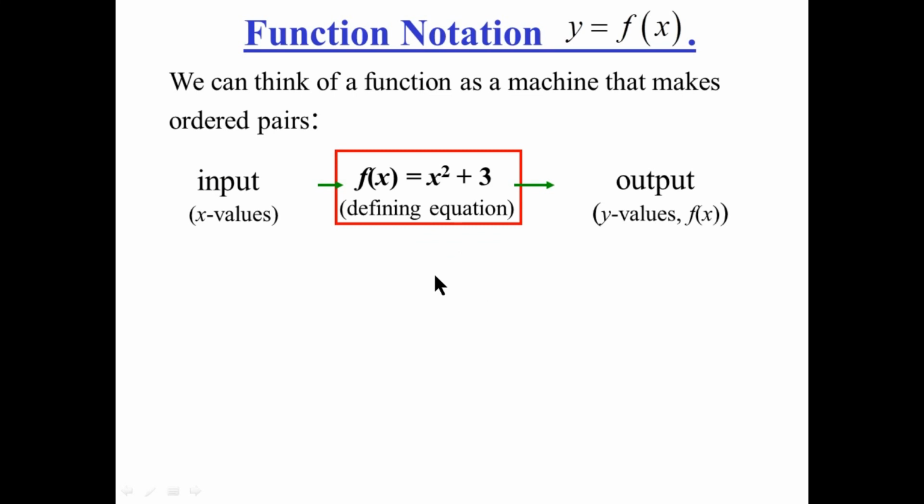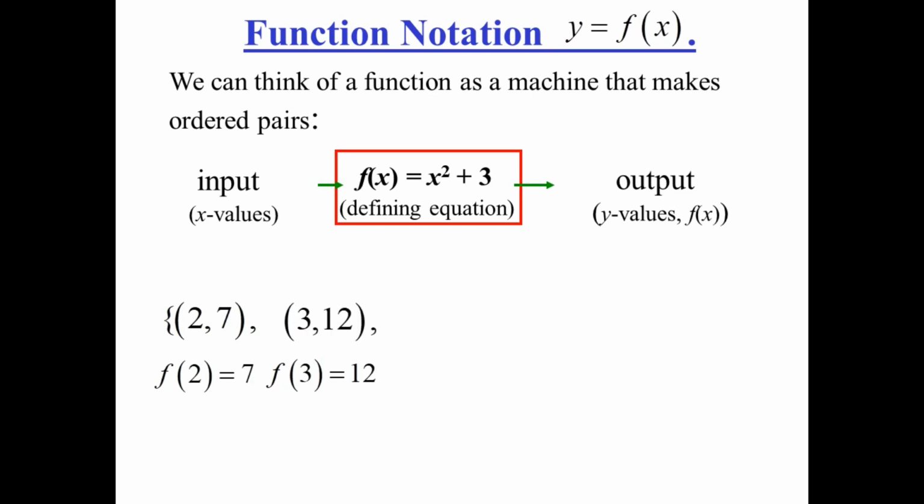So let's take a look at how this works. If I fed it a 2, the output would be a 7. So we could say that f of 2 equals 7. And (2, 7) is a member of the ordered pairs that make up this function. If we fed it a 3, it would output a 12 because it squares it and adds 3. And 3 squared is 9 plus 3 is 12. So f of 3, in other words, applying the function to 3, results in 12. f of 3 is 12. So (3, 12) is one of the ordered pairs associated with this function, and we can go on and on.